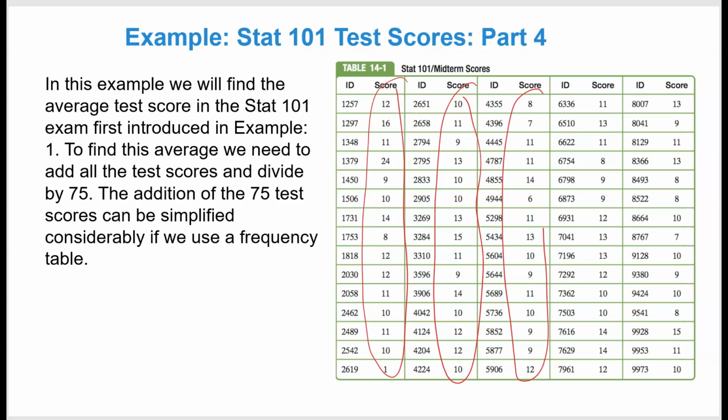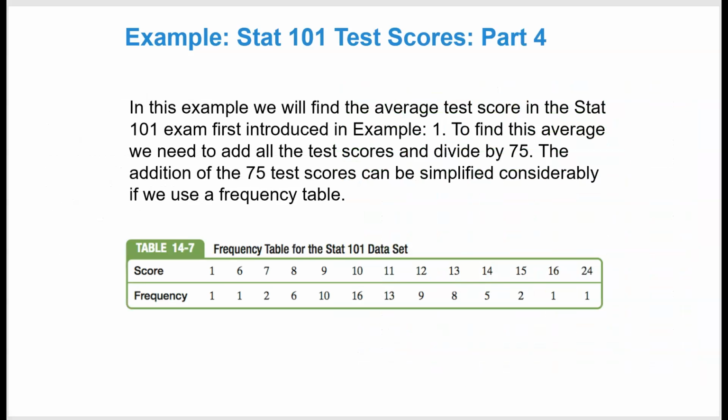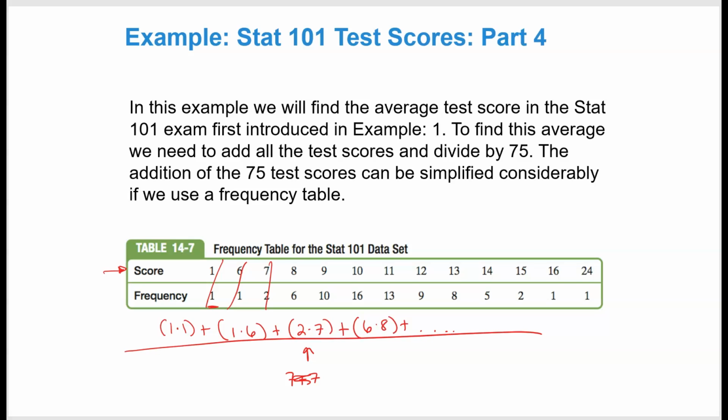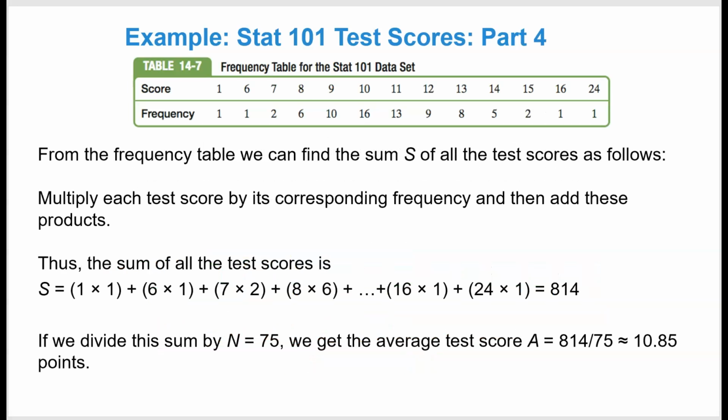That is a lot of work. I mean, we can do it, but the frequency table can really help us here. This frequency is saying we've got 1. These are the scores we're going to be adding. We know we've got 1, 1, 1, 6. We've got 2 7s. Now, we could have said 7 plus 7, right? Or 2 7s. We've got 6 8s, and so on. And we'll divide this whole thing by 75. So that's how you can find the mean from a frequency table.